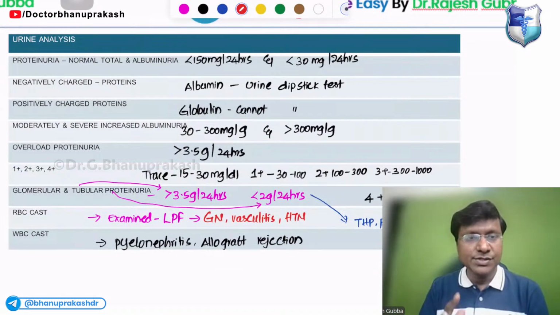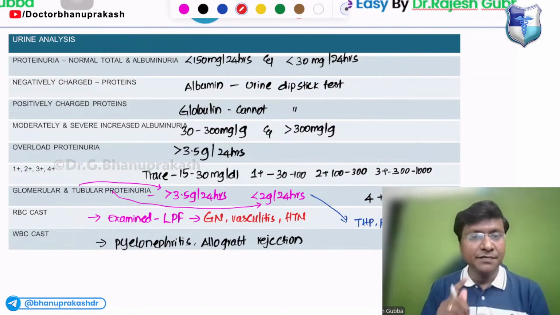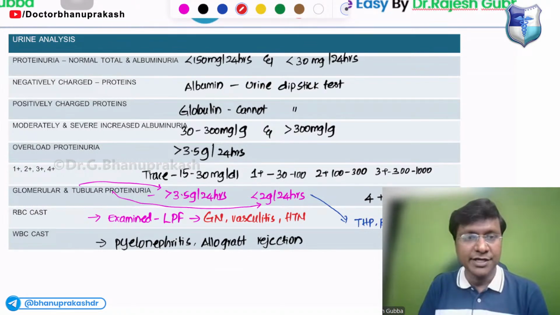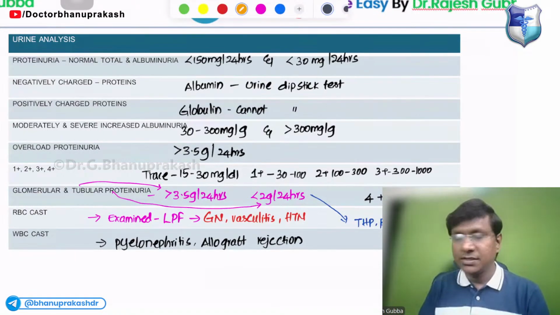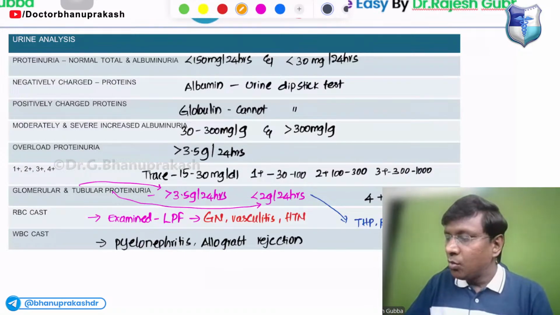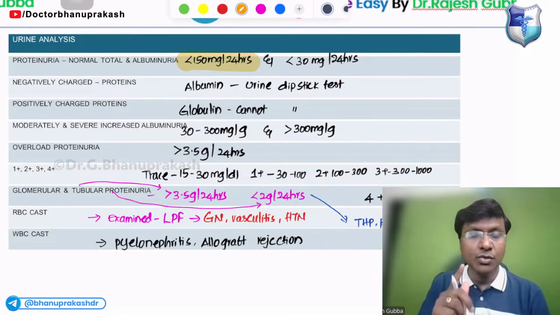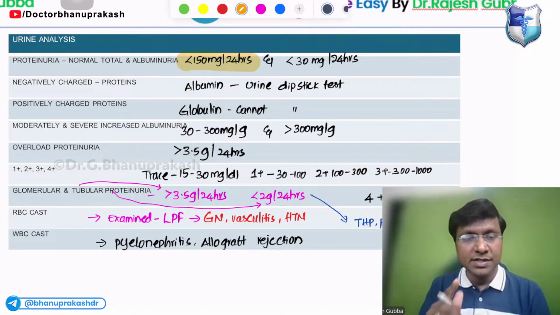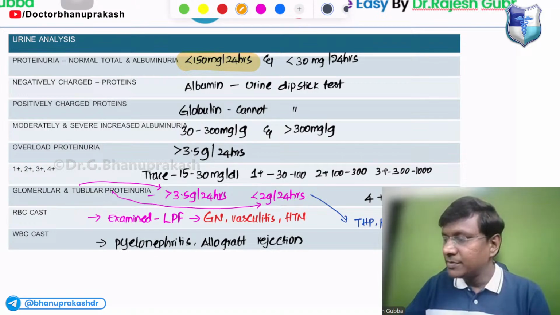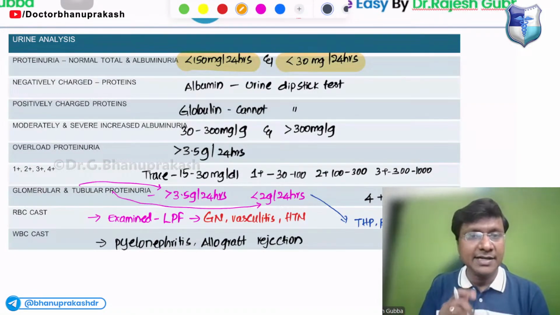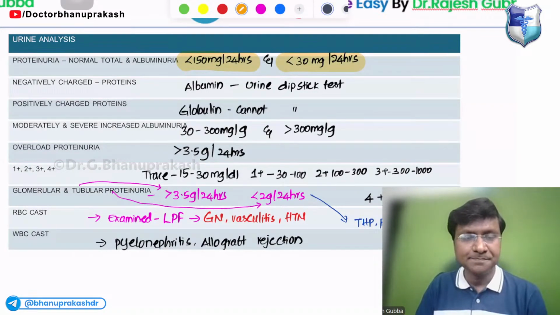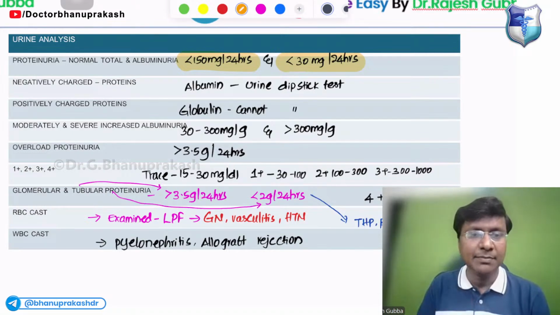In the urine analysis, you need to be completely aware of this very important terminology called proteinuria. What is the normal quantity of proteinuria? The normal quantity of total proteinuria is less than 150 milligrams per 24 hours. Among these proteins, the protein excreted in larger quantity is albumin, which is less than 30 milligrams per 24 hours. That is the normal albuminuria.